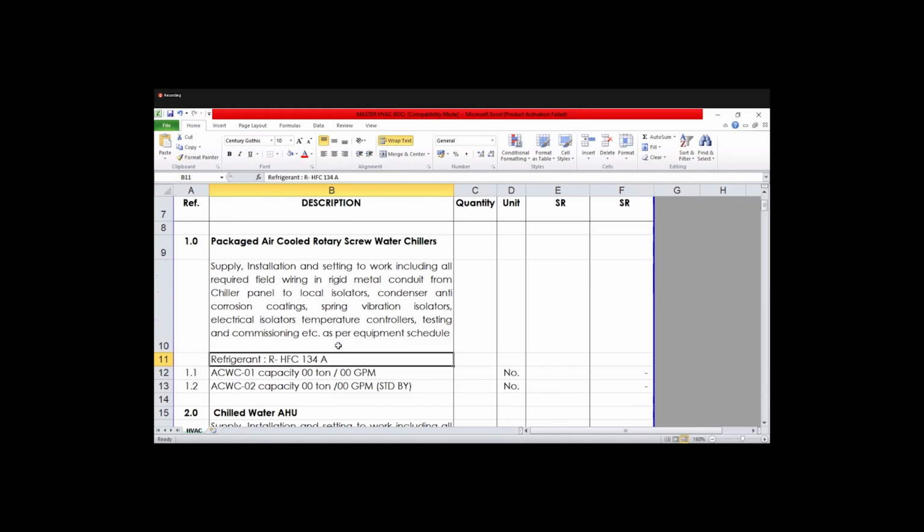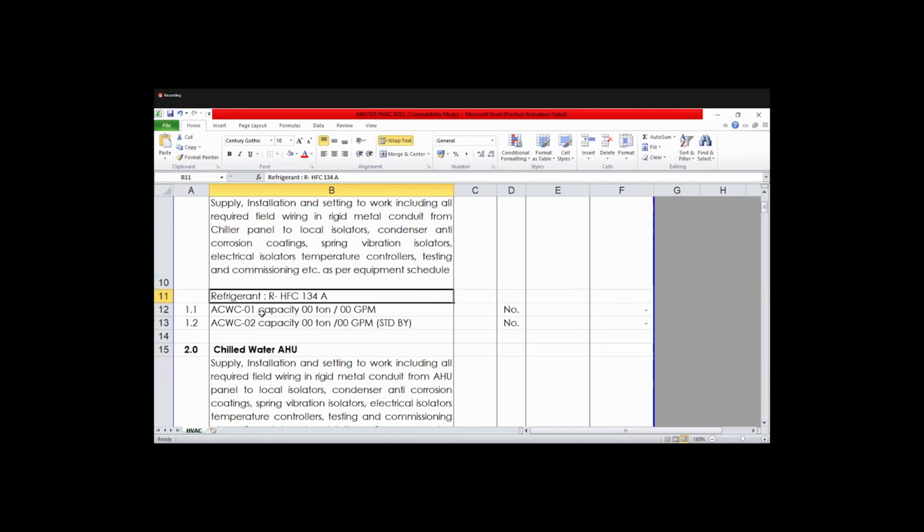This is an eco-friendly refrigerant. And the tonnage and the capacity, the model, the tonnage and the capacity means how many tons we are selecting as per our load calculation, and the GPM, what is the total flow of water. So this should be mentioned in the BOQ.